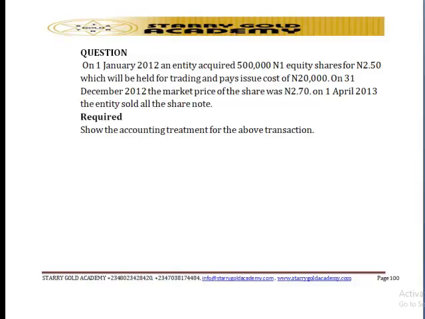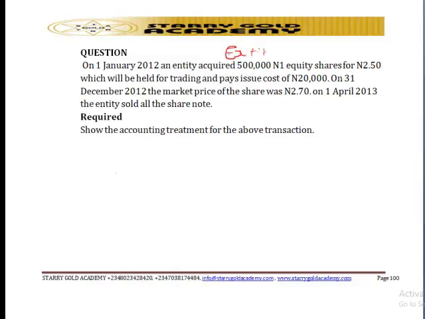We have spoken about recognition: an entity should derecognize the financial asset when the contractual rights to the cash flow from the financial asset have expired, or if it transfers substantially all the risks and rewards of ownership of the financial asset to another party. An entity should also derecognize the financial liability when it is extinguished. What do I mean by it being extinguished? Let me write it. Extinguished.